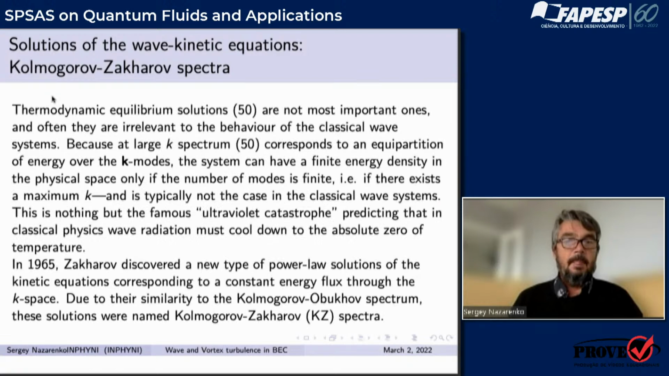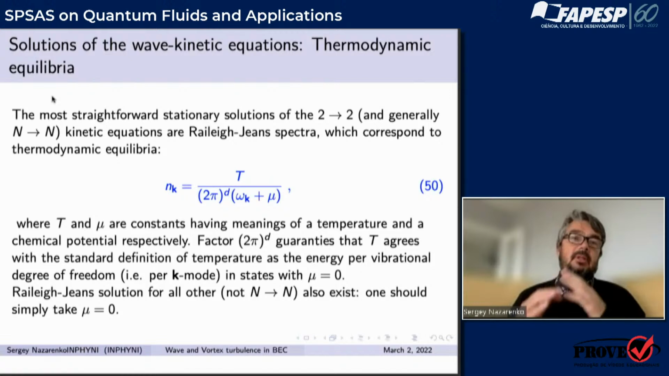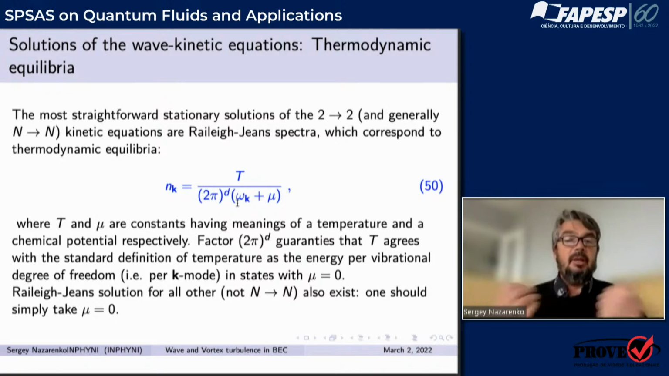So now finally, what I want to discuss with you. First of all, what was noted a long time ago by Nordheim and Peierls, that the kinetic equations have equilibrium solutions corresponding to thermodynamic equilibria. In particular, for the four-wave equation that we are considering, these are the so-called Rayleigh-Jeans spectra, written here, which correspond to equipartition of an invariant, which is an arbitrary linear combination of the energy and mass invariants.